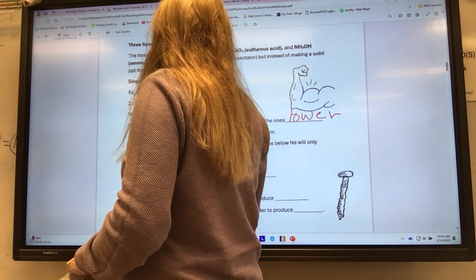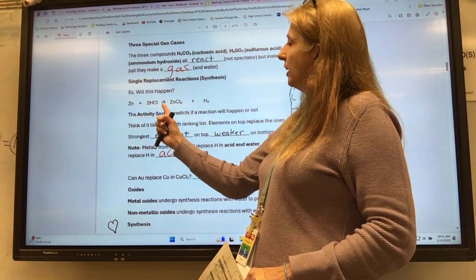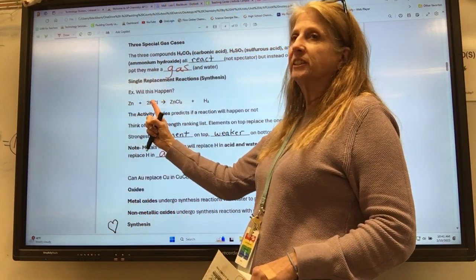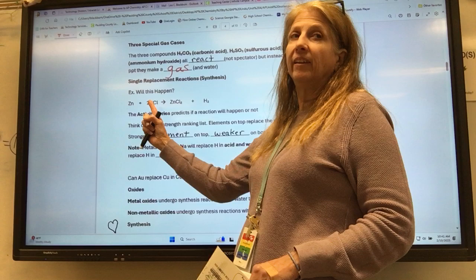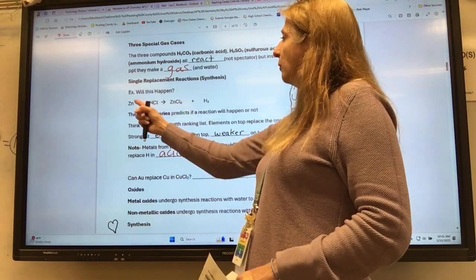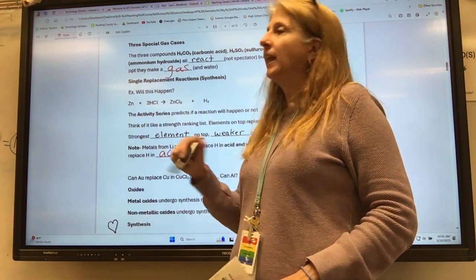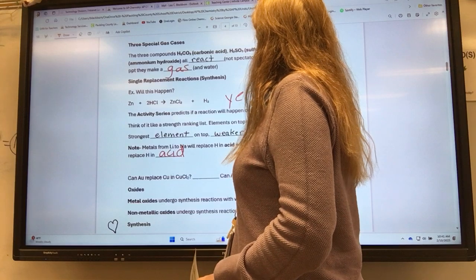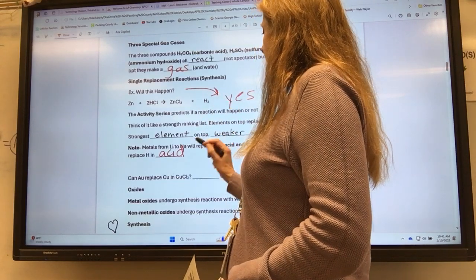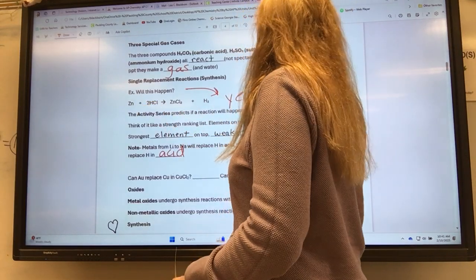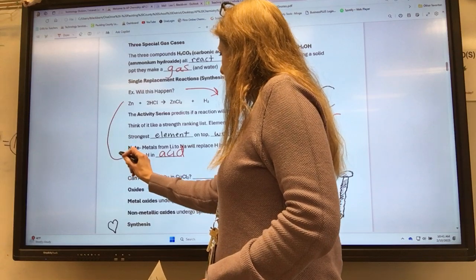So now look up here. This metal is trying to replace hydrogen. Is HCl an acid? Yes, that's hydrochloric acid. So is zinc going to be able to cut in? Yes, it will replace. Will this happen? Yes, and it's because of that rule.